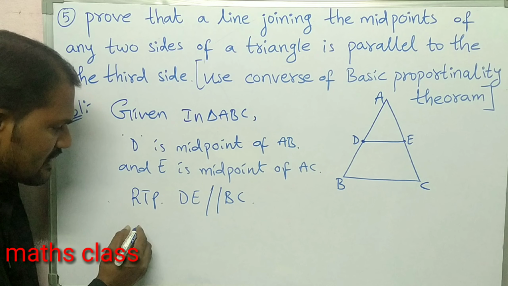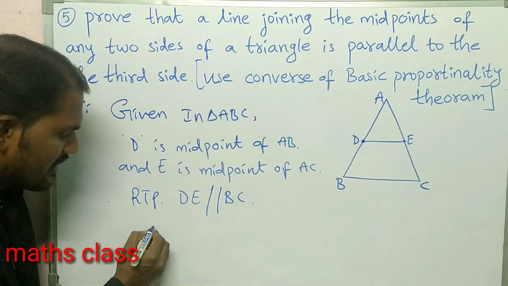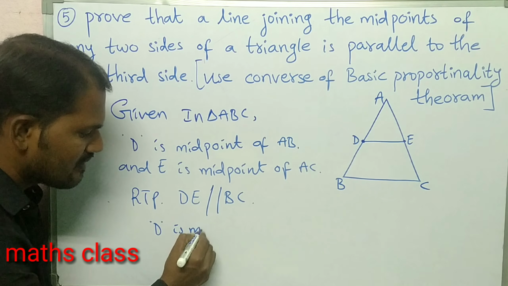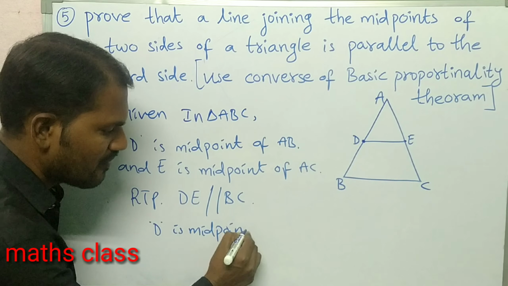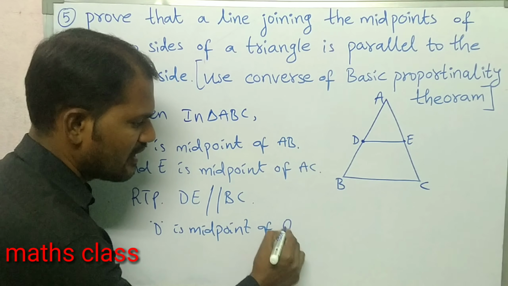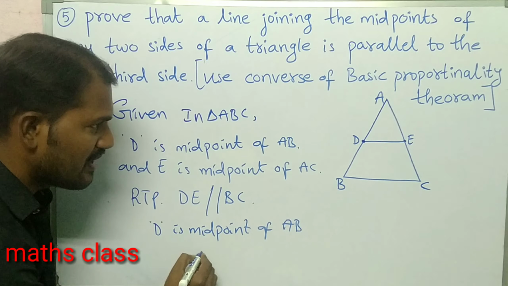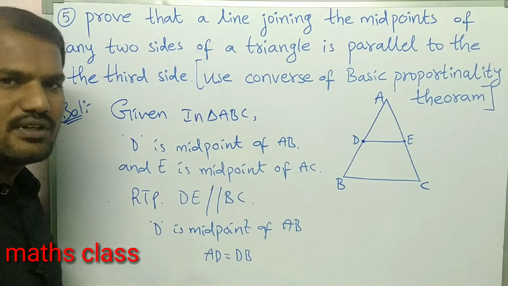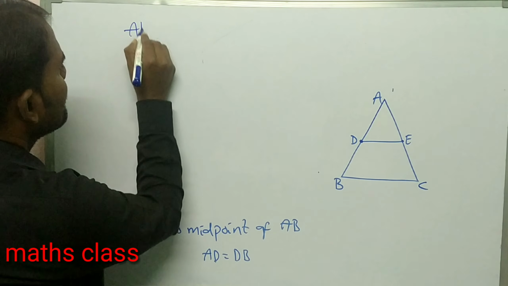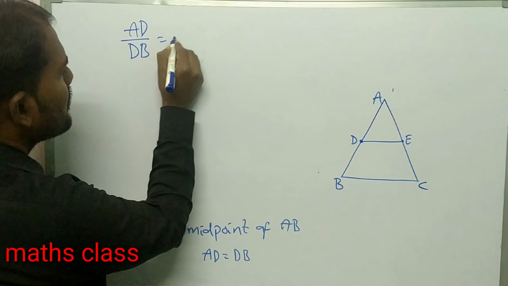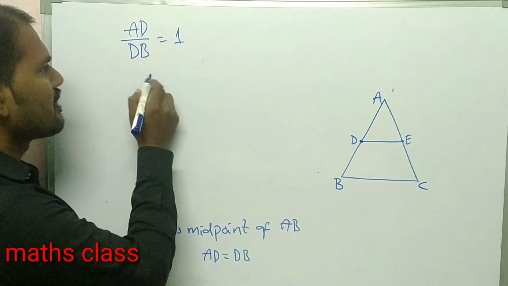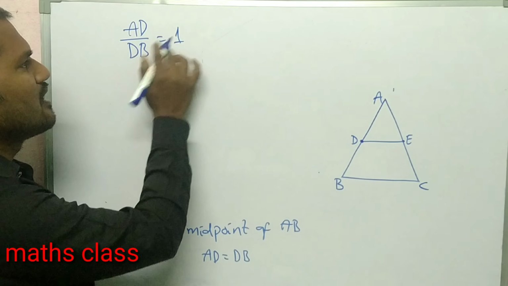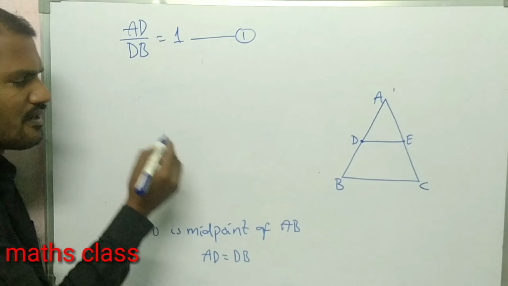Okay, see children, in the proof, we know D is the midpoint of AB. D is the midpoint of AB means AD equals DB. See here, AD by DB equals 1 because AD equals DB. So I am writing here DB by DB equals 1. So AD by DB equals 1. This is equation number 1.